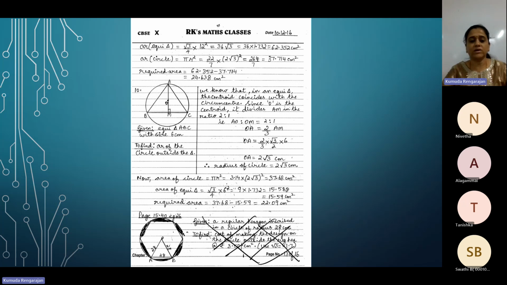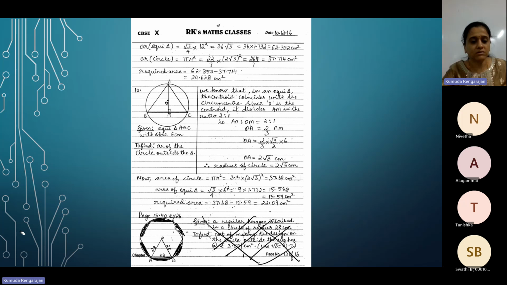Because it's an equilateral triangle. So this is the radius. OA is a radius or OB is a radius. But since it's an equilateral triangle, all the sides are equal. So the side of the hexagon is also 28.